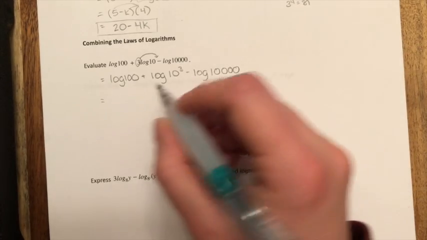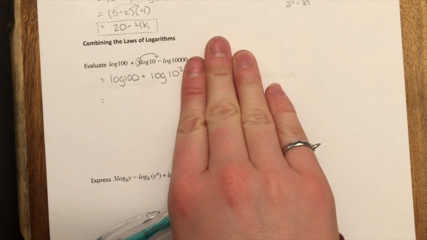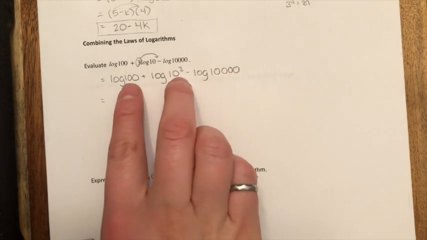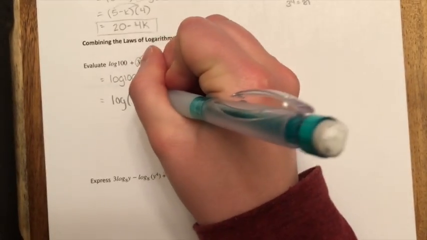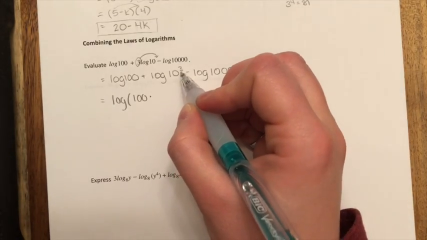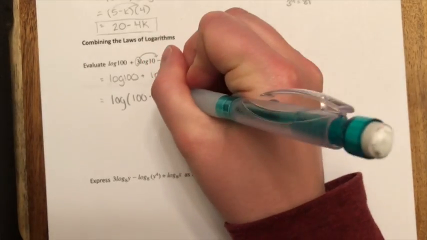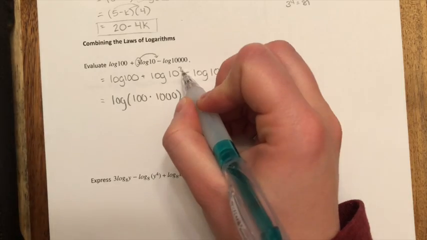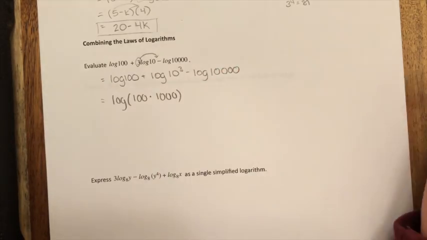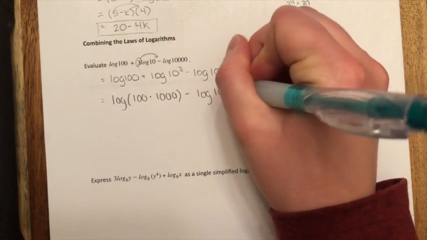Okay, so when we have two logs, and I'm just gonna do this one at a time, when we have two logs that are adding together, those get multiplied. So those arguments get multiplied. So I'm gonna write this as log of 100 times, and I'm gonna write 10 cubed as it's multiplied out. So 10 times 10 is 100 times 10 is another 1,000. Basically, the exponent on a 10 just tells you how many zeros there are. And then that's minus log of 10,000.